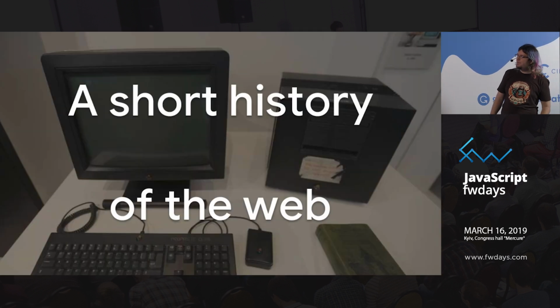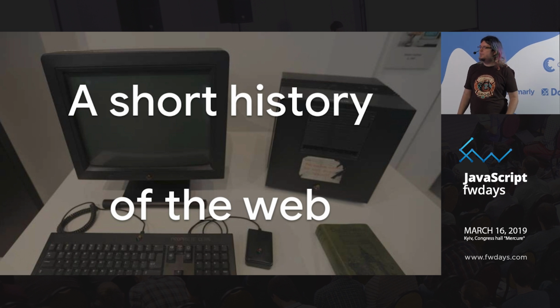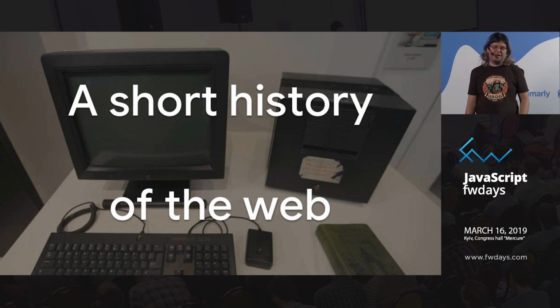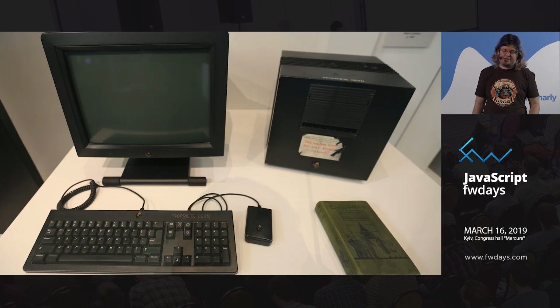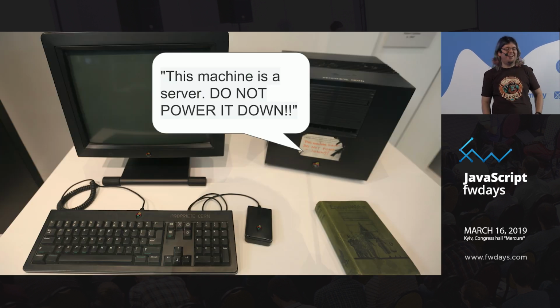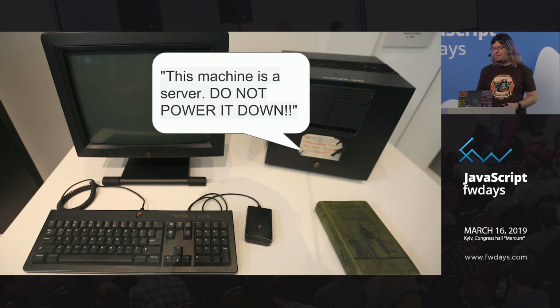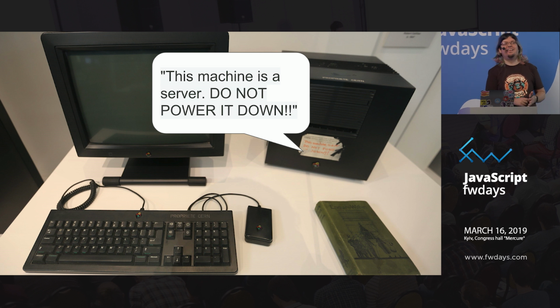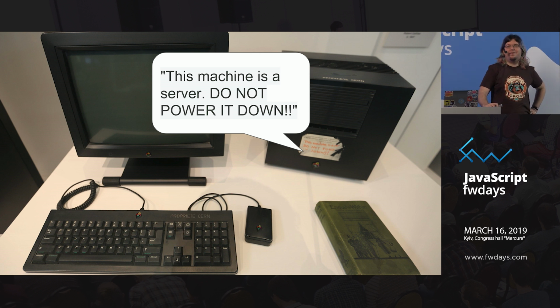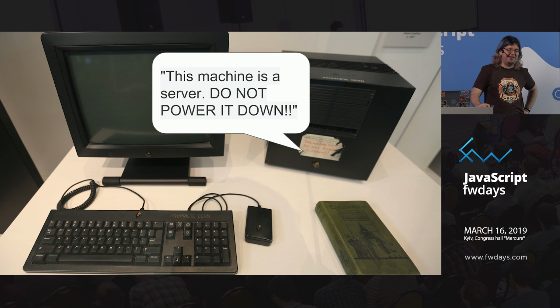Sir Tim Berners-Lee at the CERN Institute in Geneva, Switzerland, put this machine there. And you might see the little sticker down there. The sticker says, "This machine is a server. Do not power it down." So the web could quickly die by just one button press or one power outage. That was an interesting time at the birth of the web.